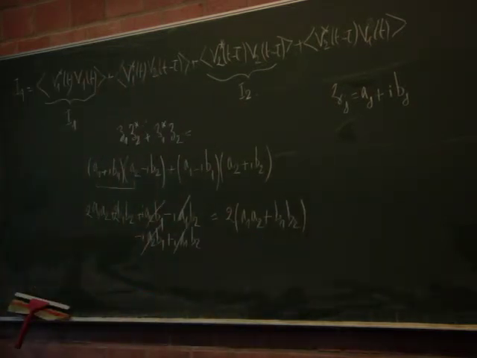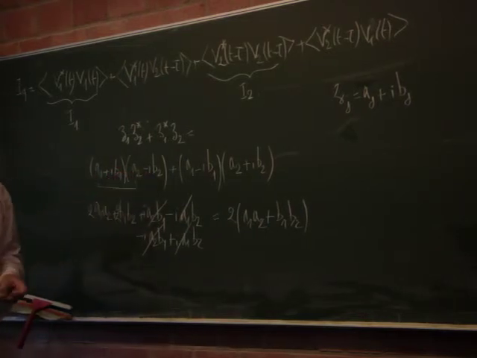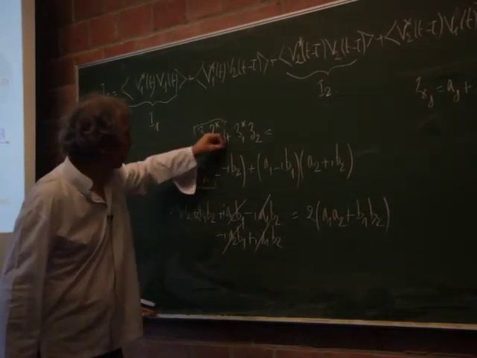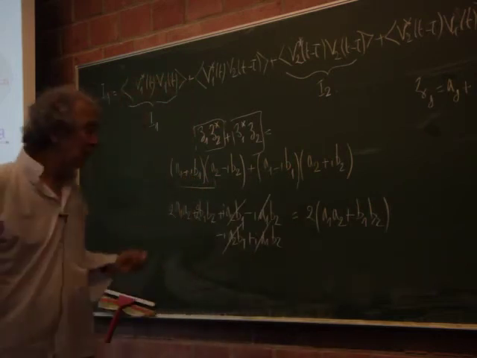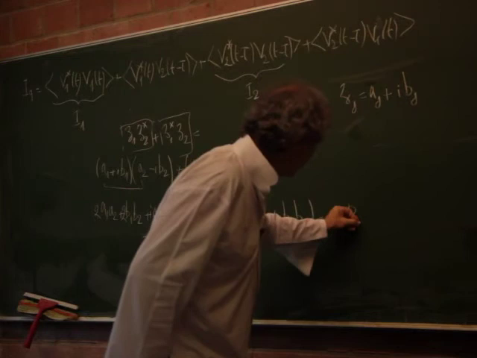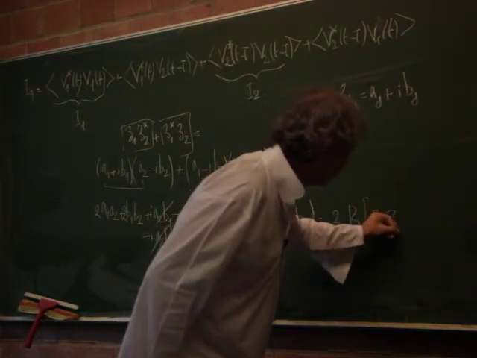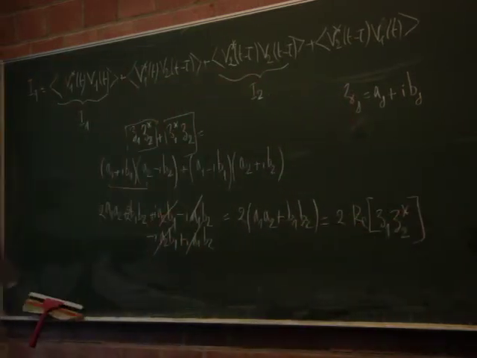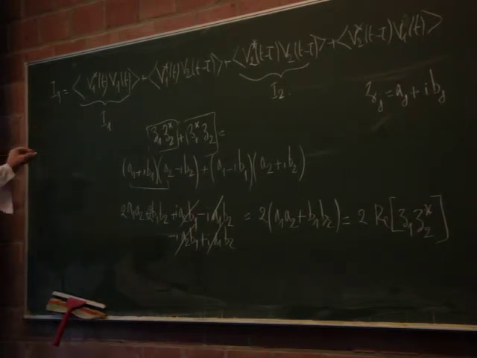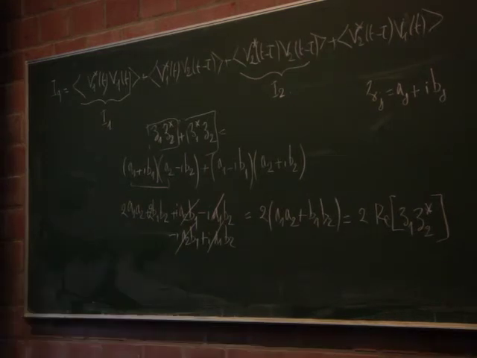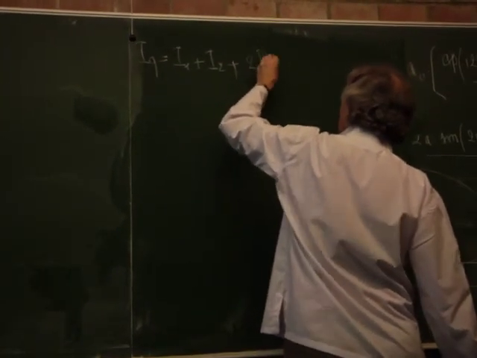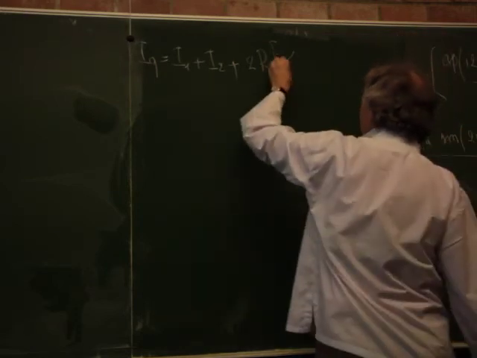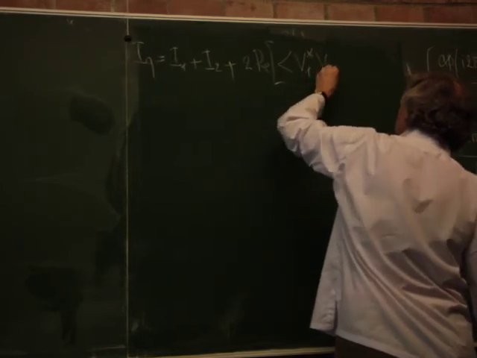Now, A1 A2 plus B1 B2 is the real part of just this product, of this one or of the other one. I see that the real part of this product is A1 A2 plus B1 B2. So this is equal to twice the real part of the product of Z1 times Z2 star, the conjugate complex, or the other product around. So here, finally, I find that IQ is equal to I1 plus I2 plus twice the real part of the time average of V1 star times V2 of t minus tau.